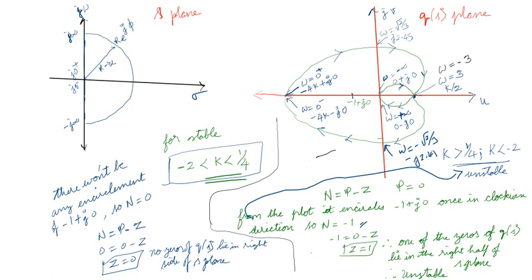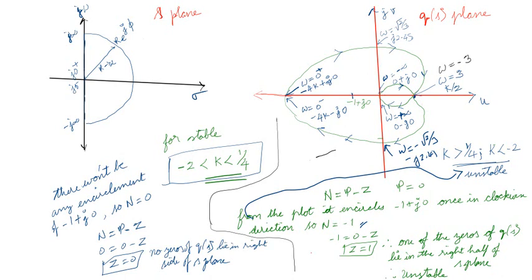Remember, counterclockwise direction means we put 1. This is encircling in the clockwise direction, so we are putting minus 1. So minus 1 is equal to 0 minus z. So z equals 1. Z equal to 1 means one of the zeros of q of s is in the right side of the s plane. If one of the roots of the characteristic equation is in the right side, the system is unstable. Okay.